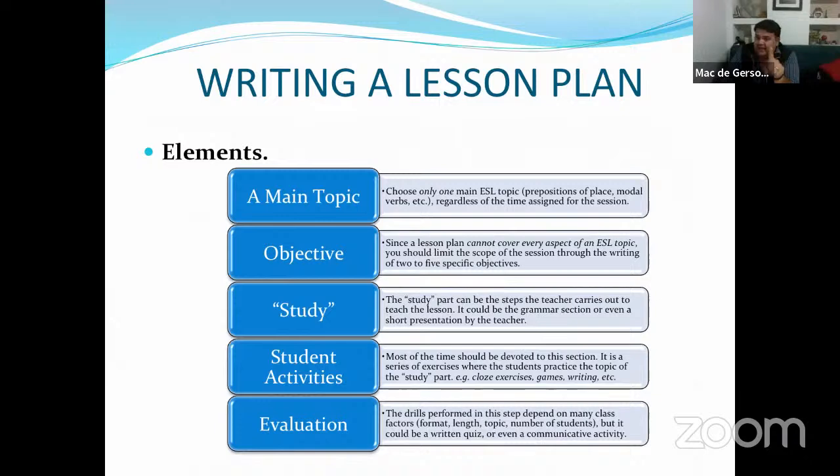Let's read again, Daniela. Voy a leer yo otra vez la primera parte. Most of the time should be devoted. En otras palabras, ¿quién habla más? The teacher or the students? It should be the students, but sometimes the teacher. Thank you. The students should do the most talking.